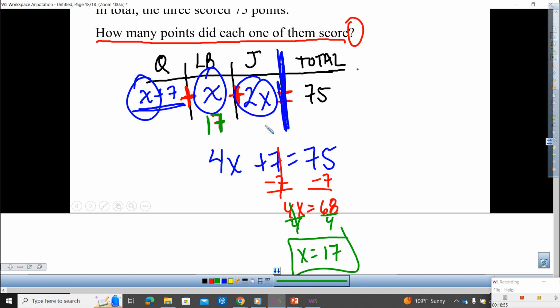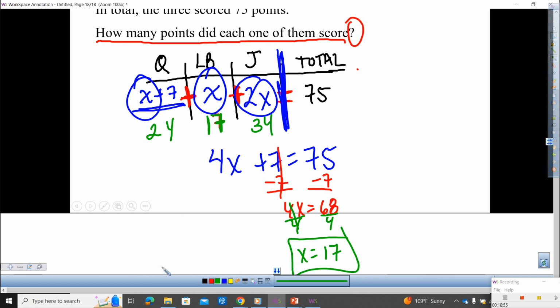Let's go to Jordan. How many points did Jordan score if he scored twice as many as LeBron? 34, that is correct. And last but not least, how much did I score? 17 plus 7, which is 24.